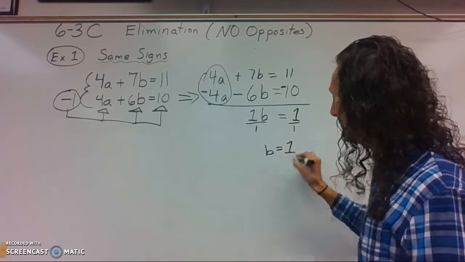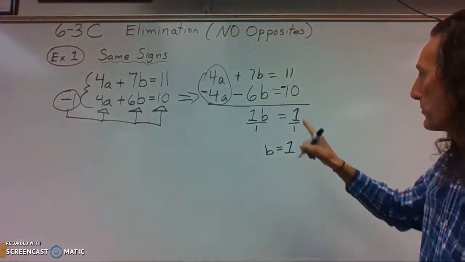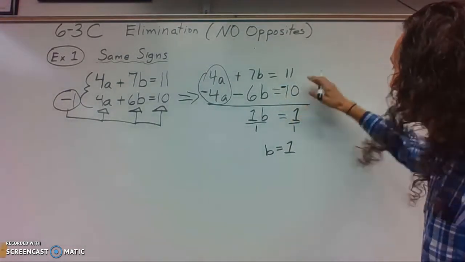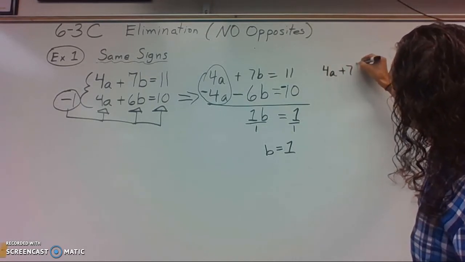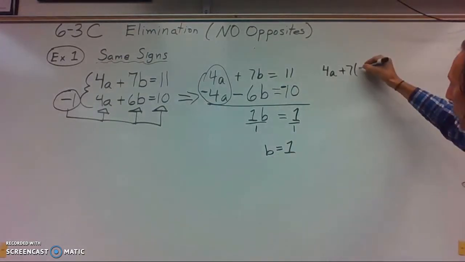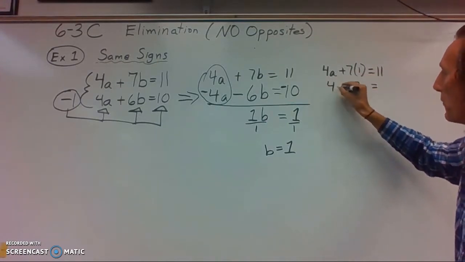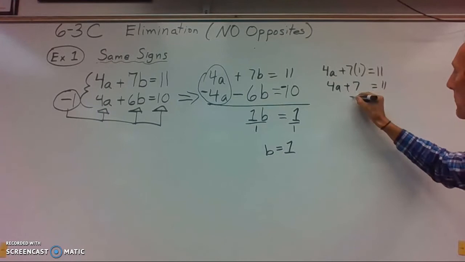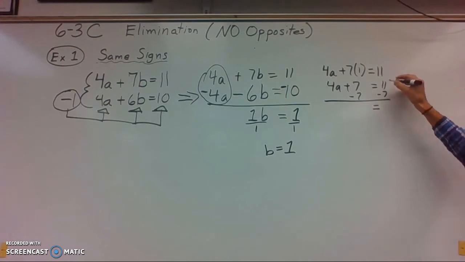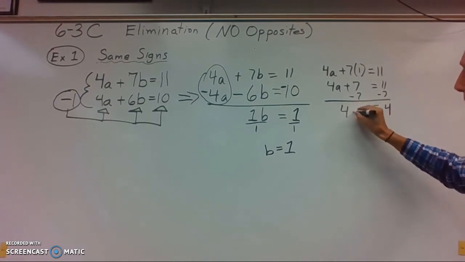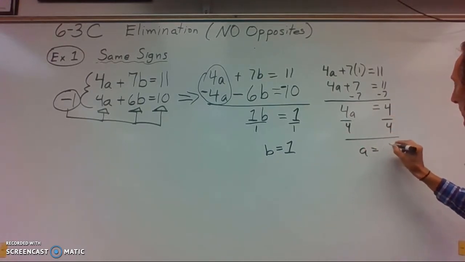B equals 1. And then I'm just going to take this b and put it back up into one of my equations. So I'm going to use the top equation. So I'm going to go 4a plus 7, and instead of using b, I'm going to put 1 equals 11. 7 times 1 is 7. That's 4a. Minus the 7, minus the 7. And that gives me a 4. That's my 4a. Divide by 4, divide by 4. And then a equals 1.